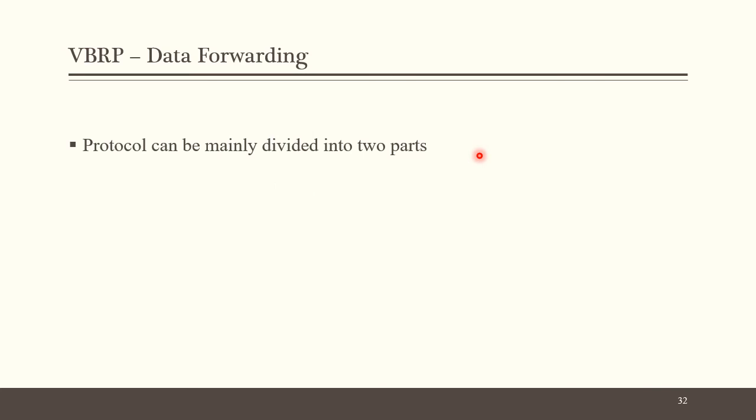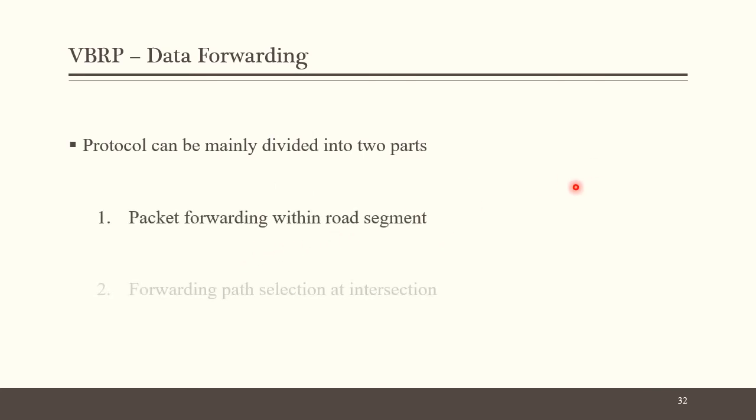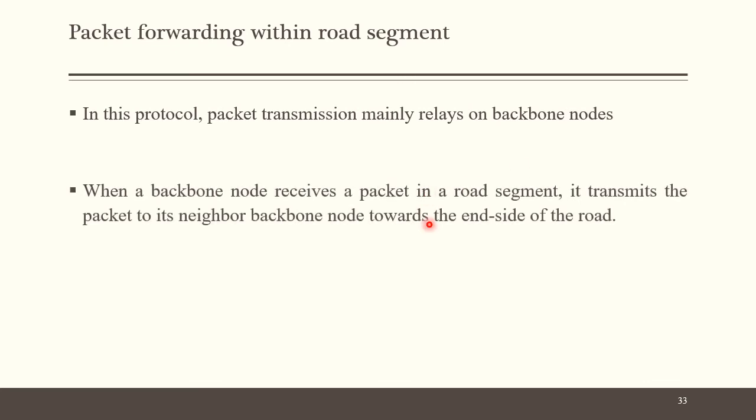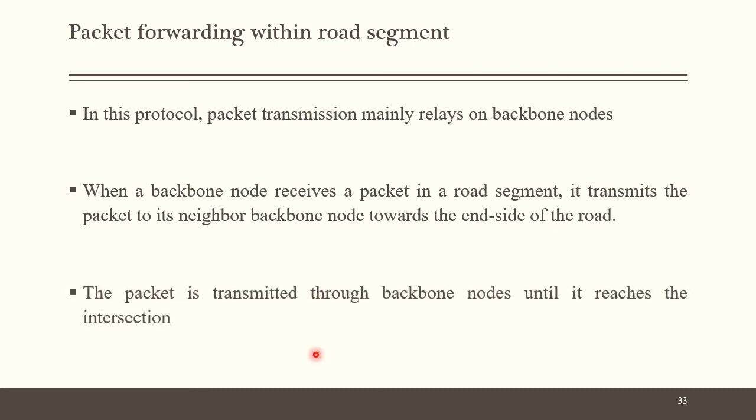The protocol can be mainly divided into two parts: packet forwarding within the road segment and forwarding path selection at the intersection. In this protocol, packet transmission mainly relies on backbone nodes. When a backbone node receives a packet in a road segment, it transmits the packet to its neighbor backbone node toward the end side of the road. The packet is transmitted through backbone nodes until it reaches the intersection.